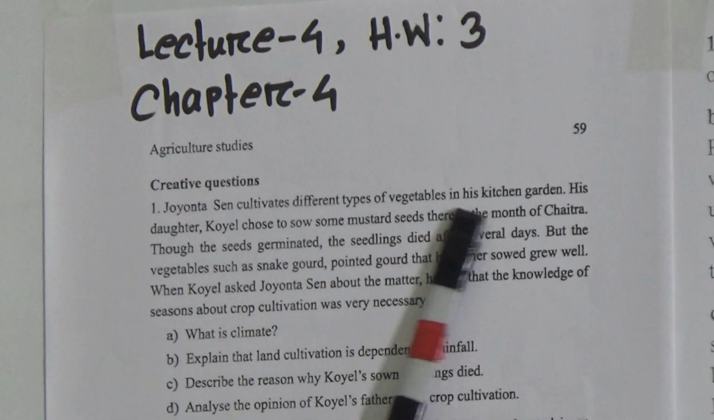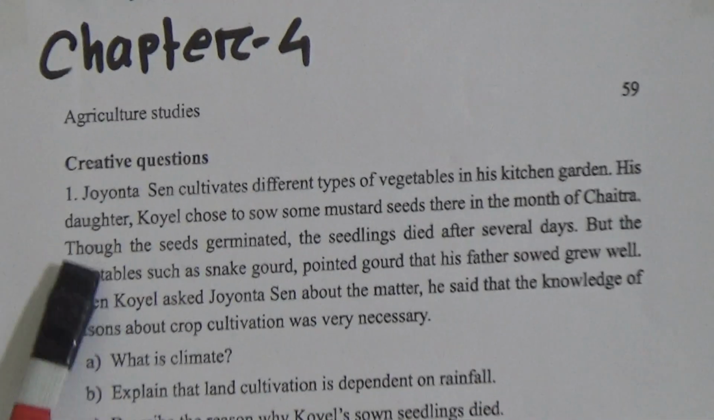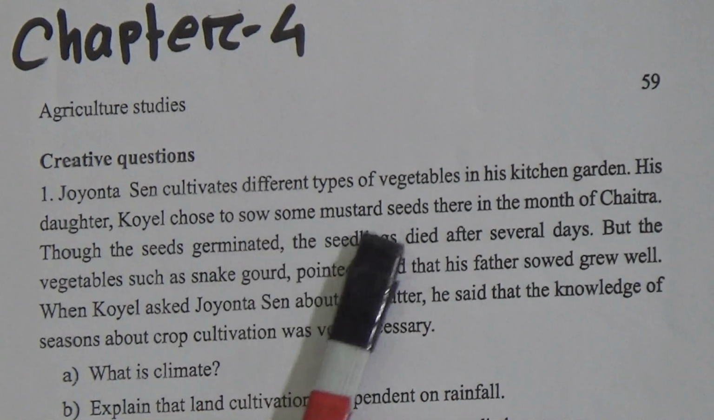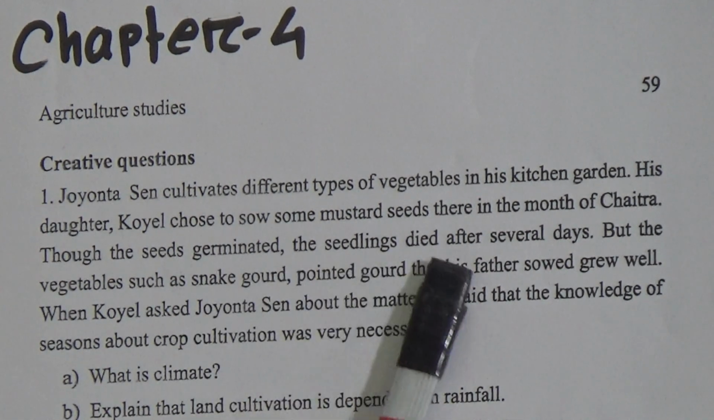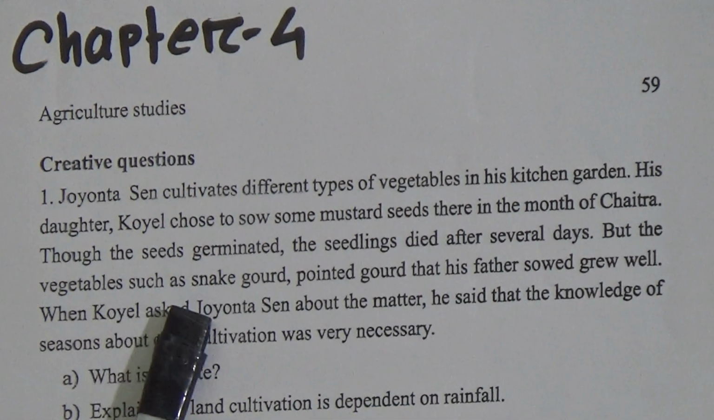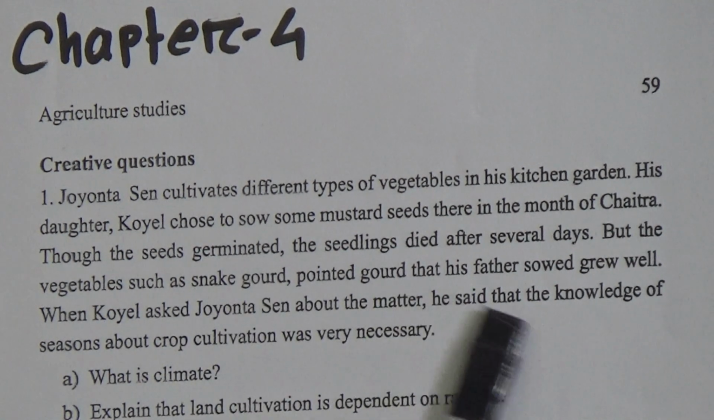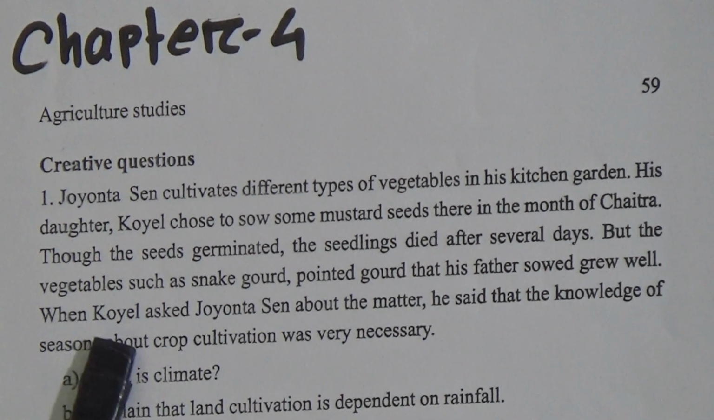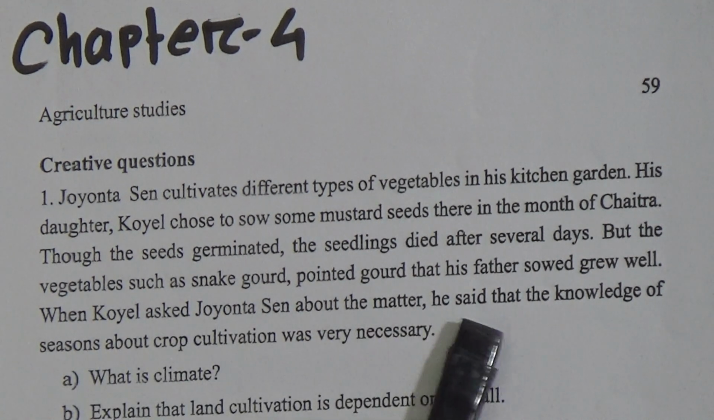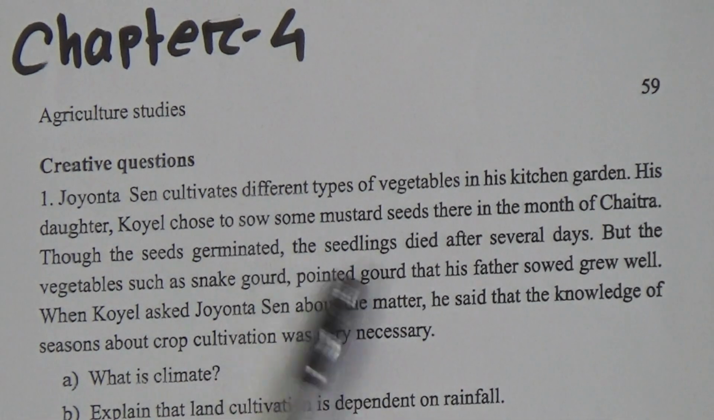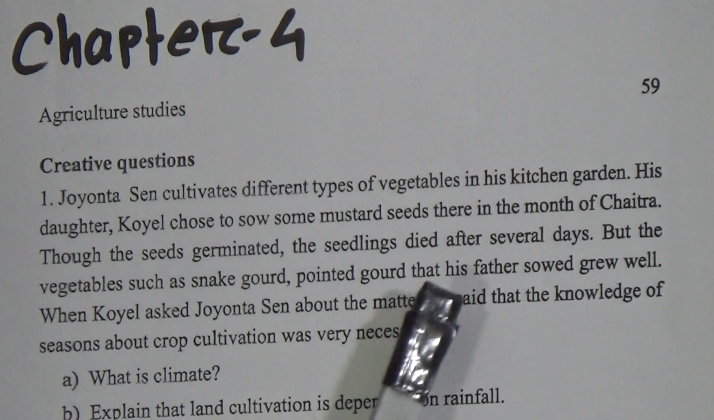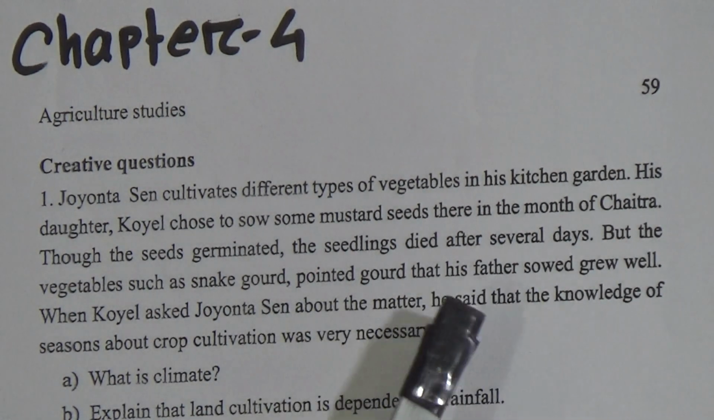Chapter 4. Okay, look here. Jayanto Sen cultivated different types of vegetable in his kitchen garden. His daughter Koil chose to sow some mustard seeds there in the month of Chaitra. Though the seeds germinated, the seedlings died after several days. But the vegetables such as snake gourd and pointed gourd that his father sowed grew well. When Koil asked Jayanto Sen about the matter, he said that the knowledge of season about crop cultivation was very necessary. This is the stem. Knowledge of season is very necessary for cultivating the crops.